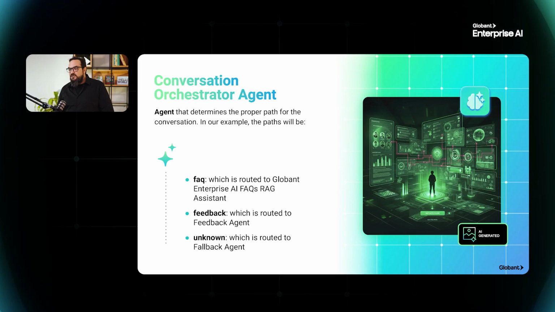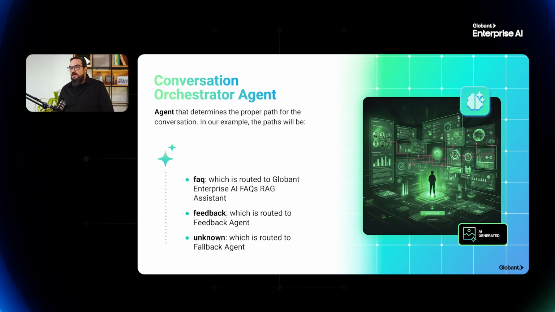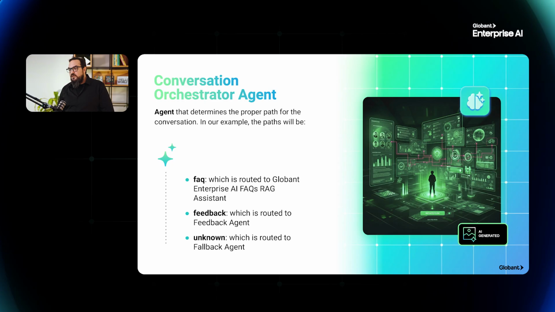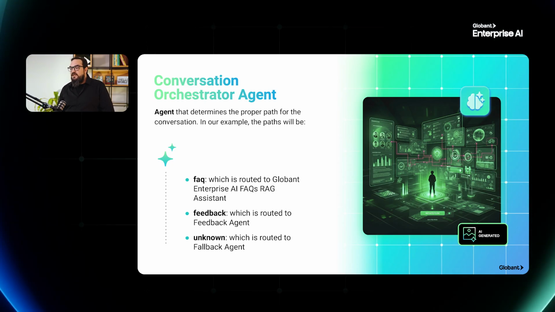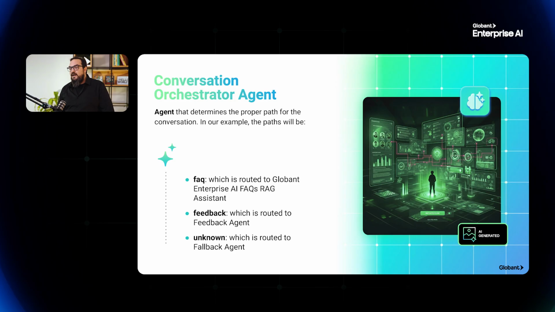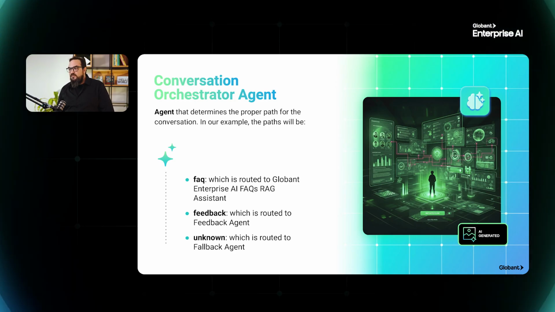We need an agent that determines the right path for the conversation. In our example, the paths will be FAQ, which will send the user's message to the FAQ RAG, feedback, which will send the user's message to the feedback agent, and unknown, which will send the user's message to the fallback agent. Let's ask Iris to create this agent for us.